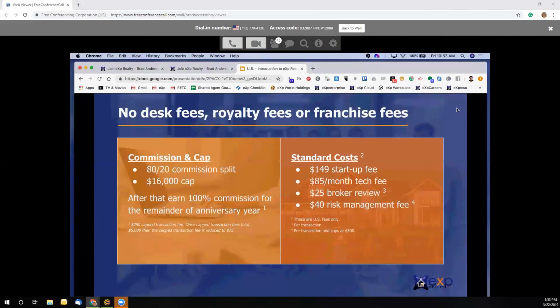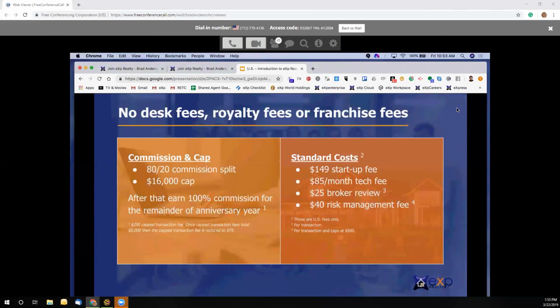Once you pay in $16K on that 20% split, you go to 100% commission for the remainder of that year. That's how easy it is for every agent in the country and Canada, and expanding, by the way, to go to 100% commission. Anyone can do this, and most will, because we'll provide you the training and support to help you cap here.